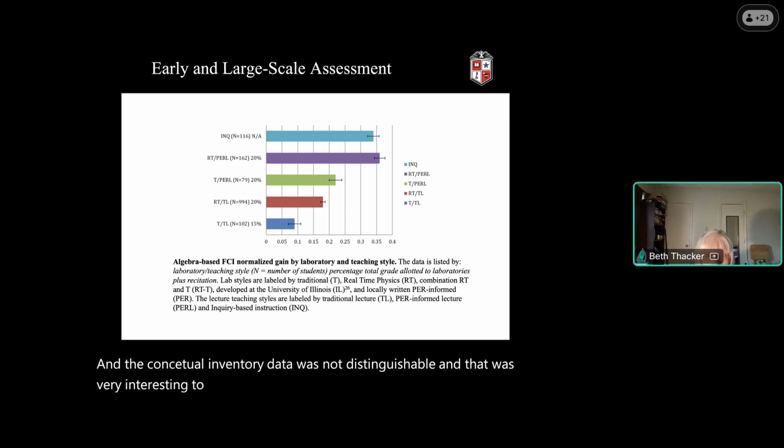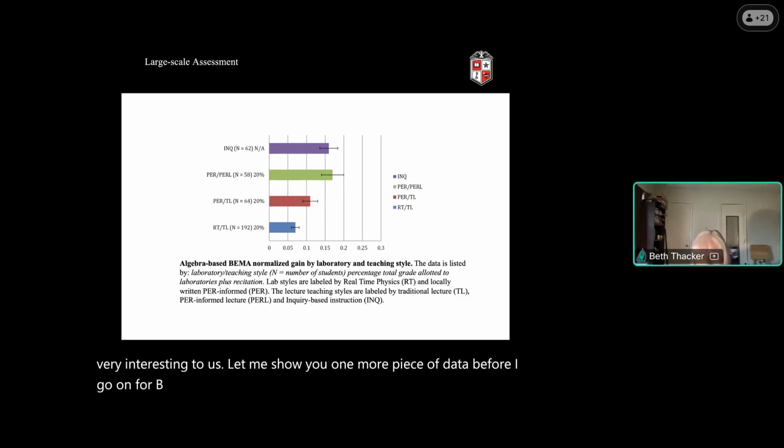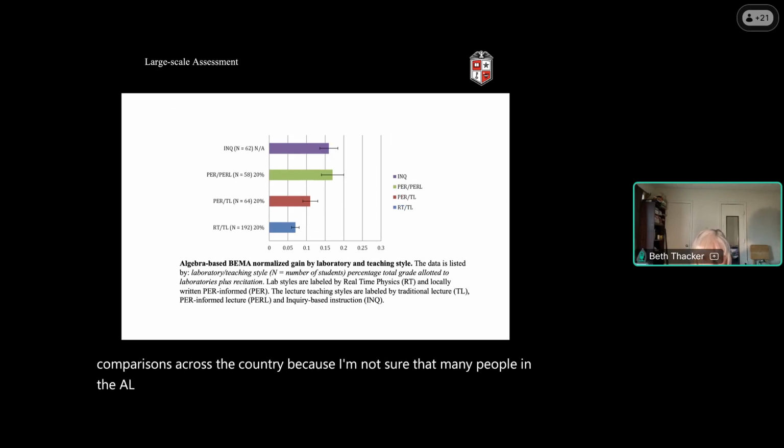Let me show you one more piece of data before I go on. For BEMA, our scores are always low. I don't really have good comparisons across the country because I'm not sure that many people in the algebra-based course run BEMA.